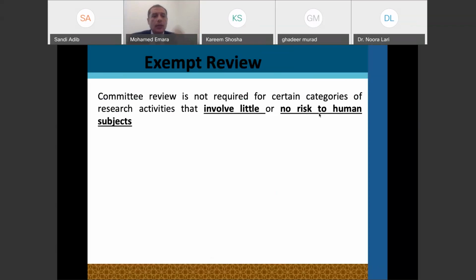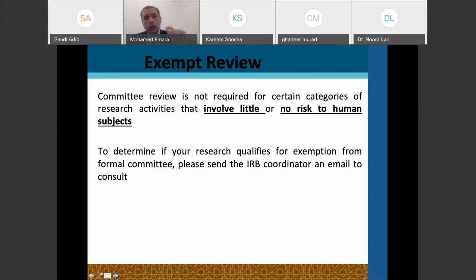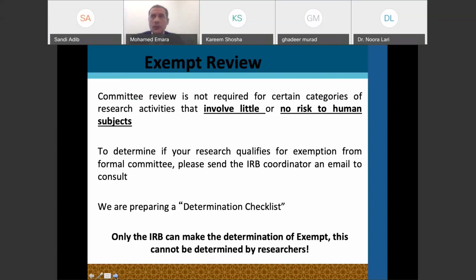So it's easy and goes on exempt. And I'm going to give you some examples about that. But to determine if your research qualifies for exemption from formal committee review, you have to send to the IRB to ask about that. We are trying to prepare a determination checklist so that you can tell us, okay, if this is in your hand, you can say, yes, this is an exempt, but we'll need from you some information to help us with this kind of process.